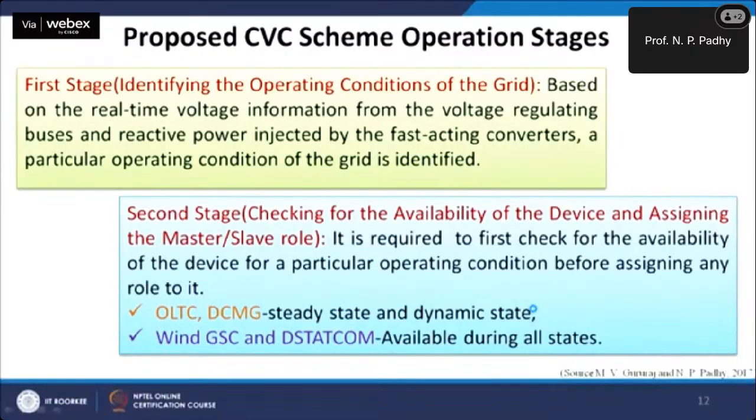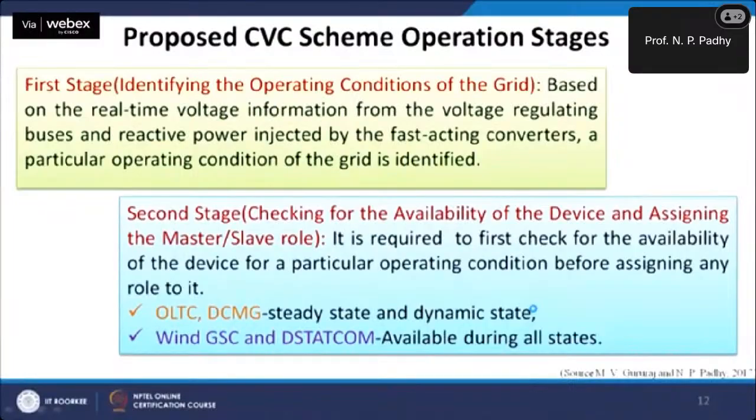And then in the second stage, checking for the availability of the devices and assigning the master and slave role. So who will act as a master and who will act as a slave depends upon the fast acting or slow acting devices. It is required to first check for the availability of the device for a particular operating condition before assigning any role to it. For example, OLTC and DC microgrid are used during steady state and dynamic state, whereas the wind generators and these STATCOMs are available throughout all the 3 states.